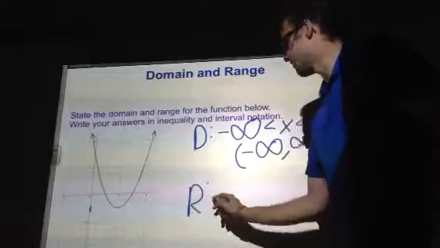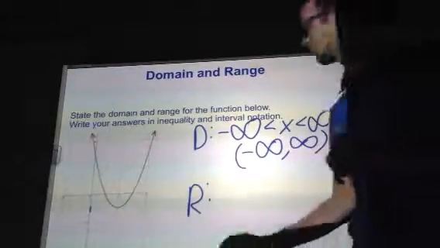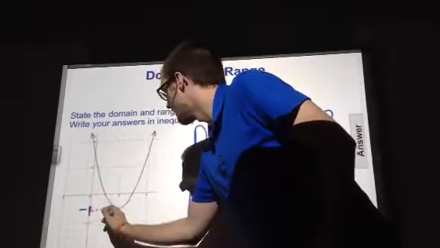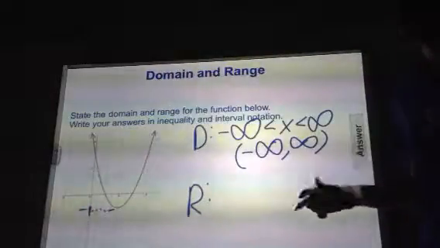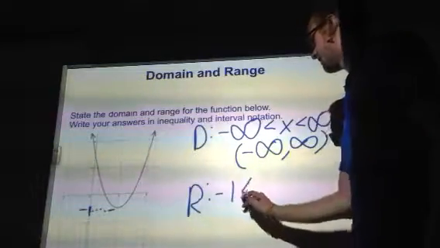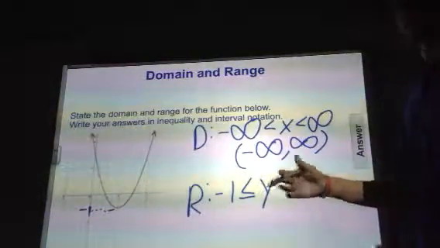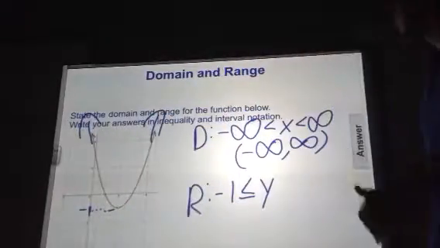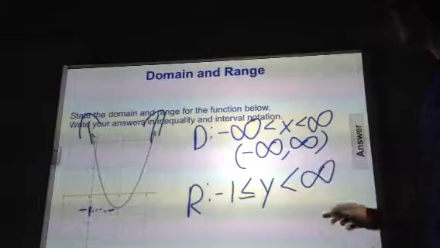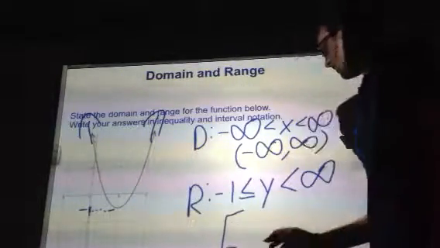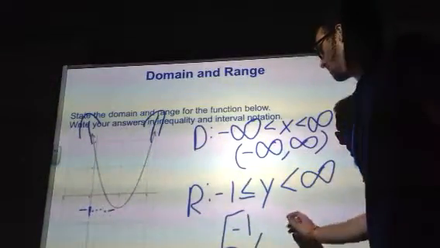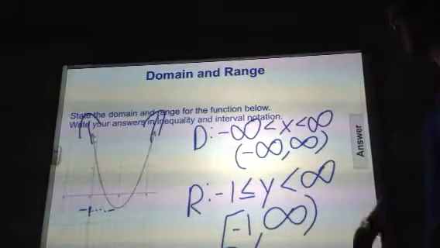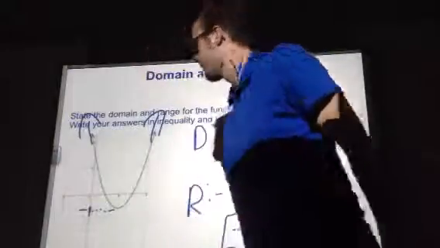So for our range, however, it does stop, okay? It stops at -1. That's the lowest y value it hits. And it does hit -1, so we want to include -1. And it goes upwards forever. So it goes up to infinity. So now in interval notation, we want to include -1. We're going up to infinity. Remember, infinity, never-ending stuff, always uses a parenthesis.